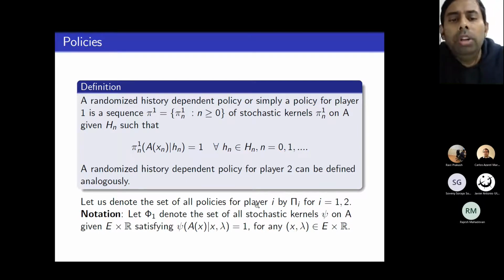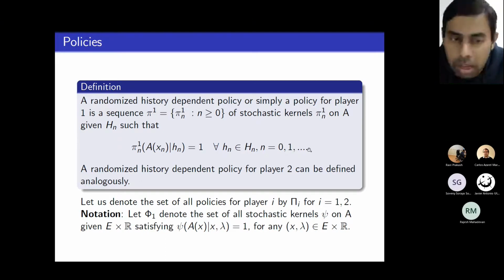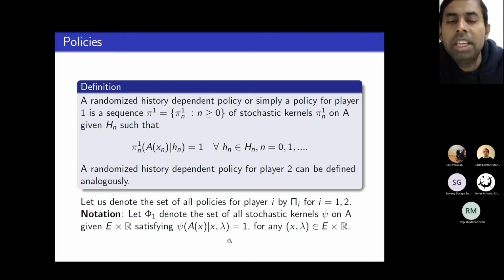Now we will denote the set of all policies for player i by capital Pi i. And let Phi 1 denote the set of all stochastic kernels on A given E cross R. So these are basically the collection of all probability measures on A, given x and lambda, where A is the action space for player 1. And again, this says that if your state is x, the action has to be from A(x).